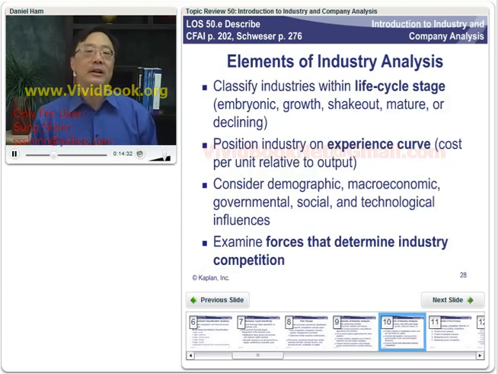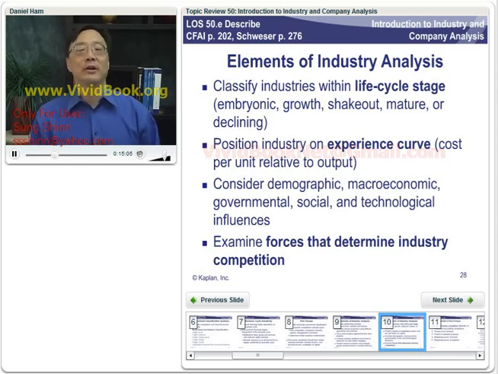Then you're going to classify industries within the life cycle stage. We will be doing some extensive work with the life cycle, because it's one of the keys to this reading. There are 5 stages: the embryonic, growth, shakeout, mature, and decline. I'm not sure I would call it declining, it's more of a decline stage. So what you're going to do is classify and put your industry in one of these 5 categories. It's important to understand why you're doing that, going back to valuation.